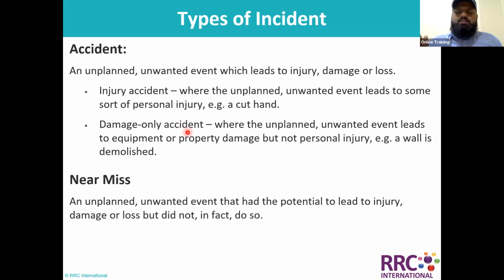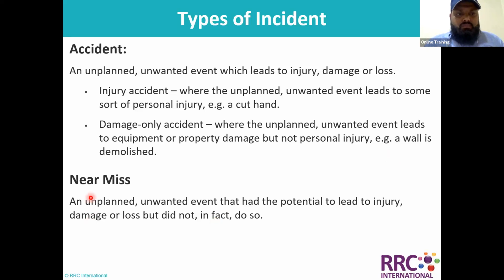The same scenario happens, but a human is not affected. But the premises or the area got some kind of damage. For example, as mentioned, a wall is demolished. So this is damage only accident. Accident is unwanted, unplanned, unforeseen, unexpected sequence of events. And with the accident, we can have damage only accident if only some things get damaged, and we call it injury accident in case we get any kind of personal injury.